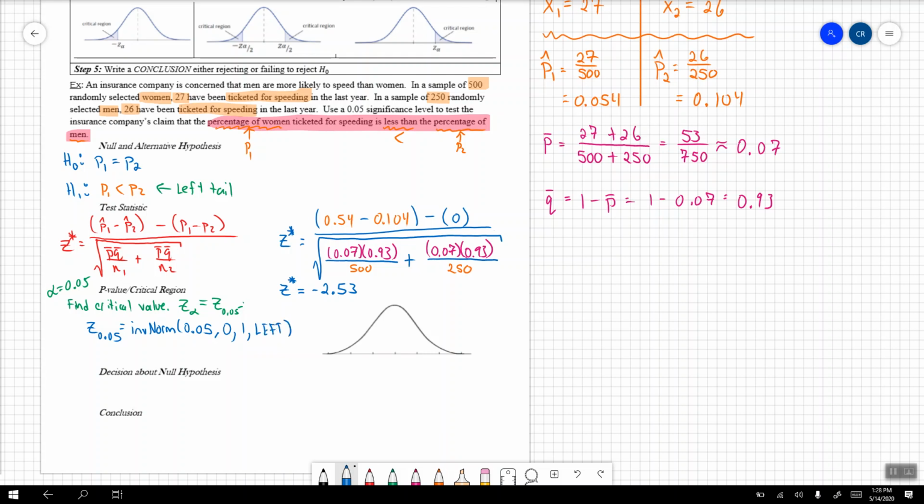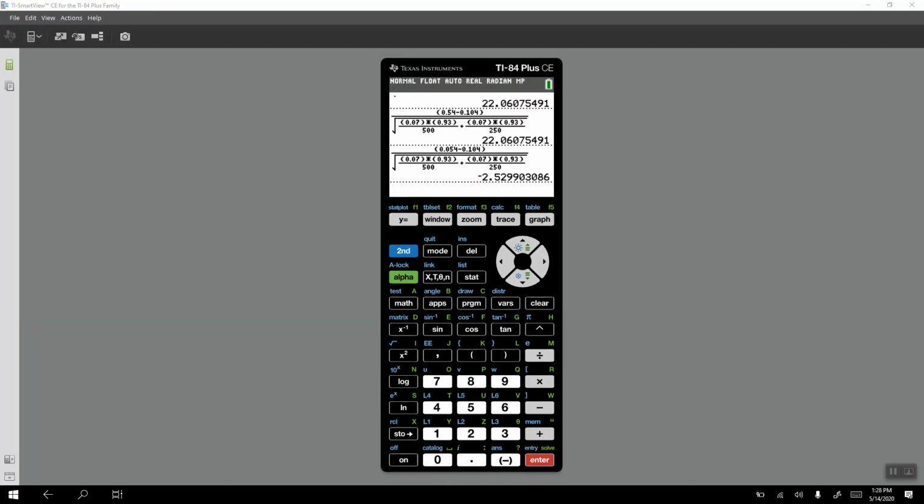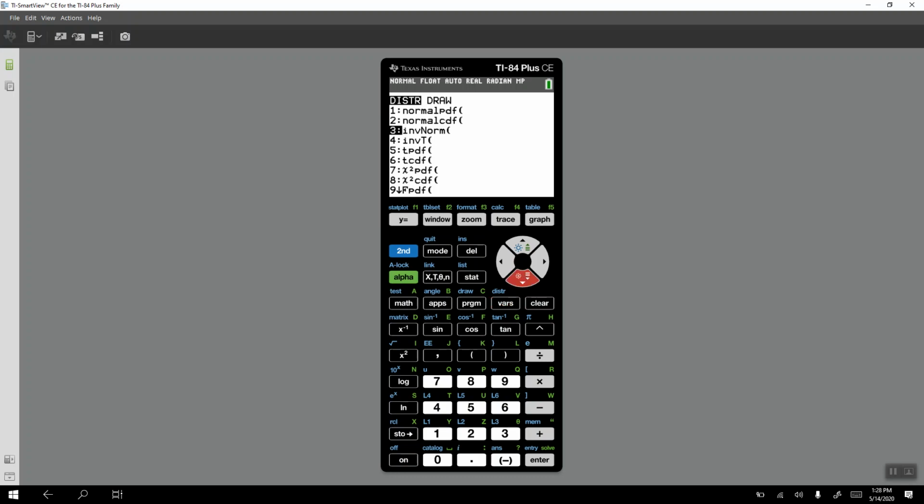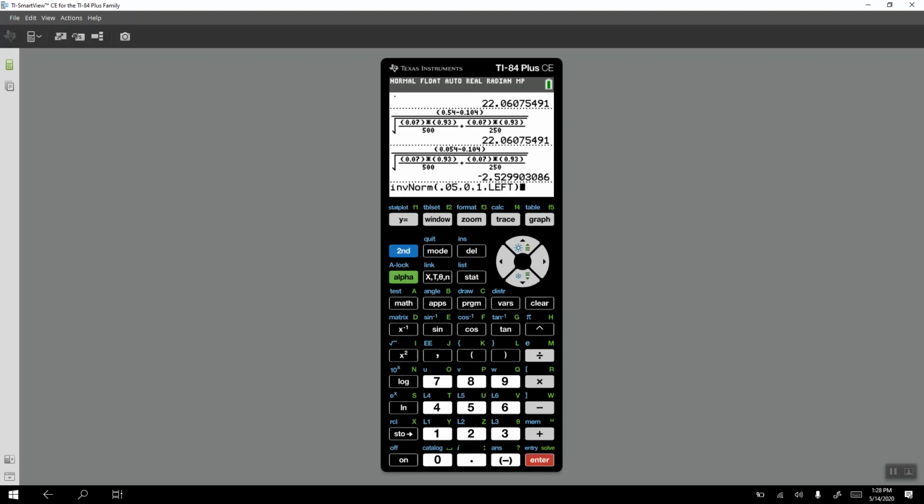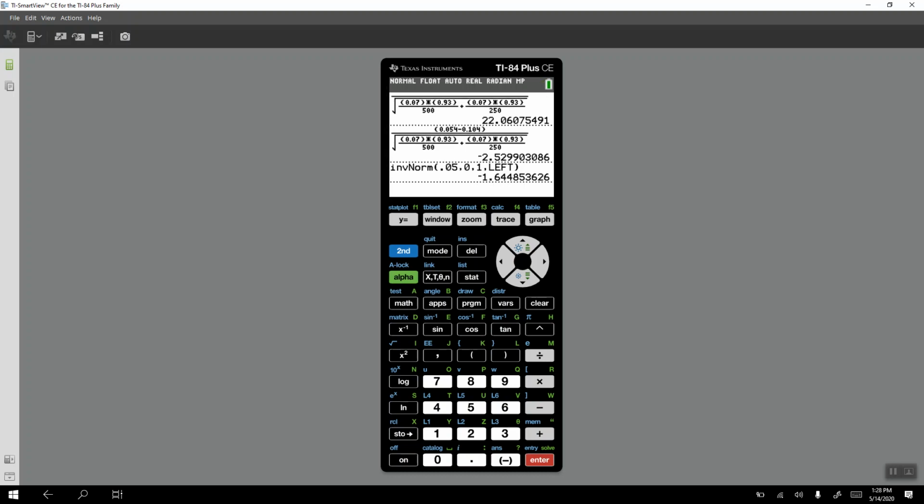All right, so let's go to the TI and let's see if we can pull this off. All right, so here we are. So I'm going to go through and I'm going to start accessing my inverse norm. We should be pros at this by now. So the area that I'm looking at is at 0.05. The mean is just going to be the standard normal mean. Standard deviation is just 1, and I'm working with a left tail, so I'm just going to insert left. Here we are, which is 0.05, 0, 1, and then left. And then we get a value of negative 1.64. Now again, we're doing the rounding here because this is still a z value. So let's go back to the page and write that.